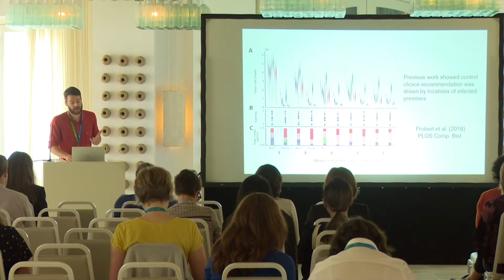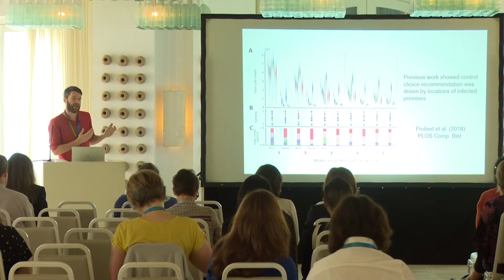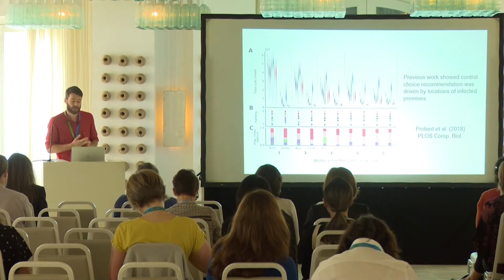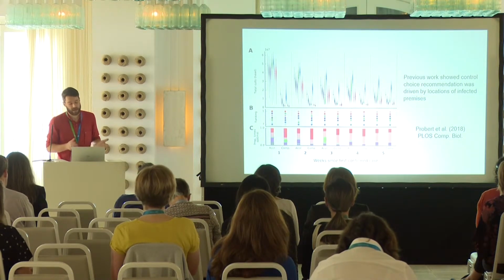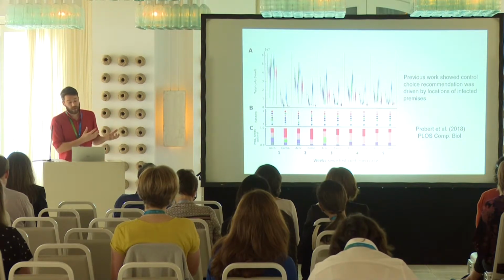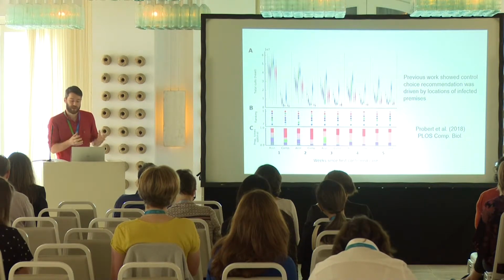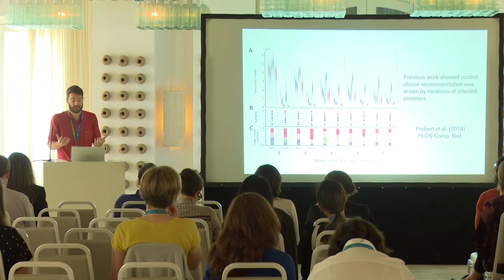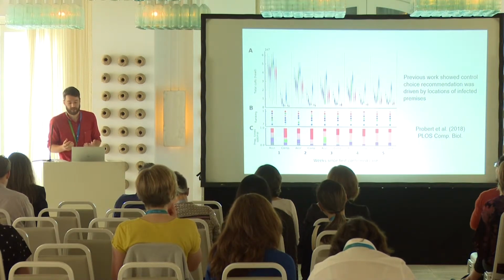So this is a really sensible approach, and it's something that we know is the case. It's a no-brainer that this is how we should deal with foot and mouth control. Some recent work that we've looked at, retrospective analyses of the Miyazaki outbreak in 2010 and the UK outbreak in 2001, showed that control choice recommendation was really driven by the locations of the infected premises. So it was a state-dependent decision. The best course of action was dependent on where those locations of infected premises were.